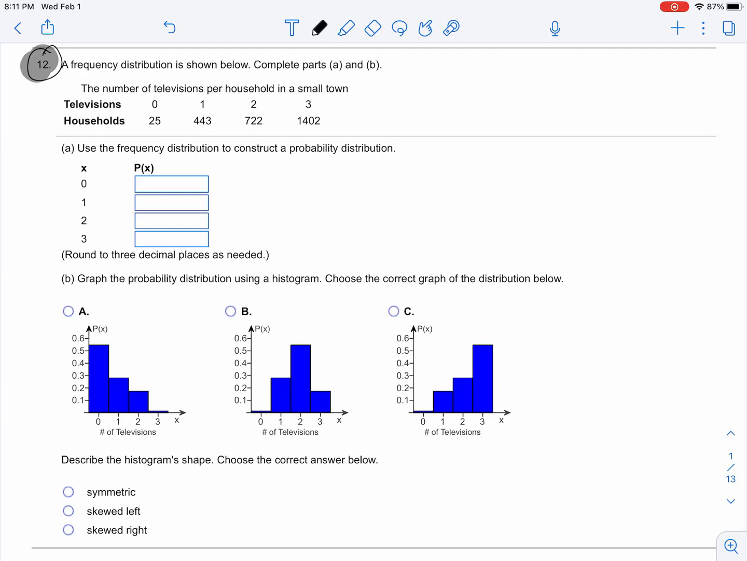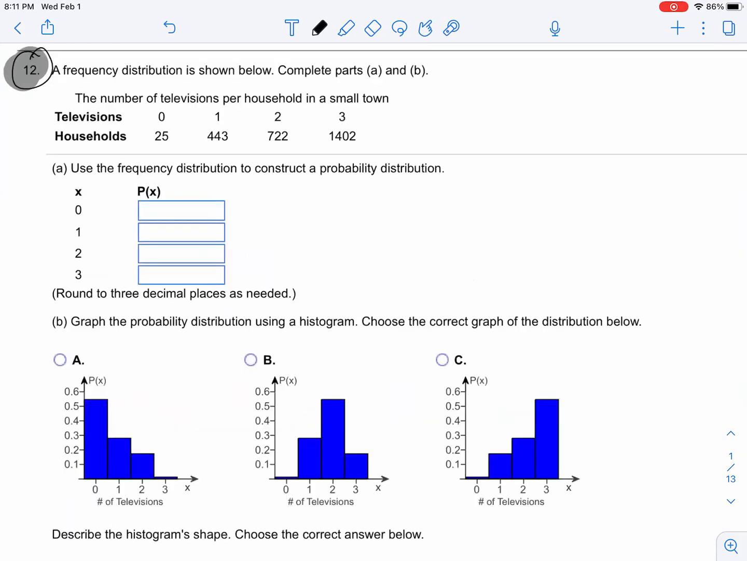So here it says the frequency distribution is shown below. The number of televisions per household in a small town are given here. You have television, you have household, and then they want you to build a frequency distribution. They say use the frequency distribution to construct a probability distribution. So X represents the television. So there is 0 televisions, 1, 2, 3. And then they want you to figure out what the probability will be for each one of those.